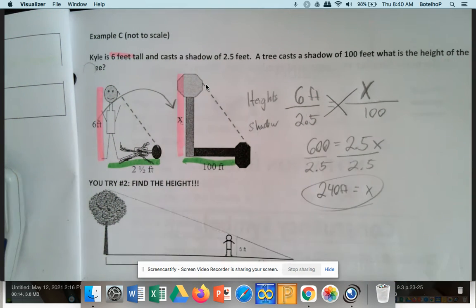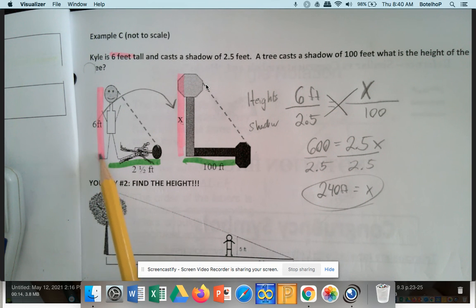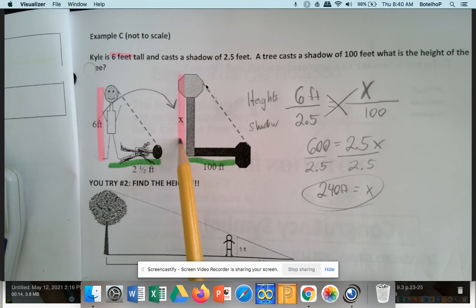So that makes sense if you think about it. Kyle's shadow is almost half of his height, but a little bit less. So for 240, a little less than half would be like 100 feet. So it makes sense. It's proportional, and hopefully one day we can go outside and do that.